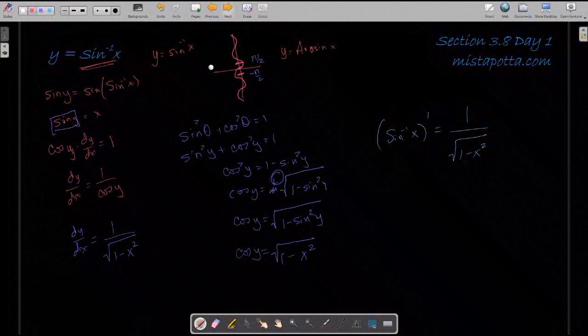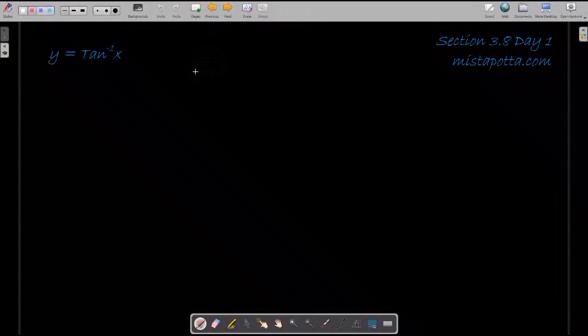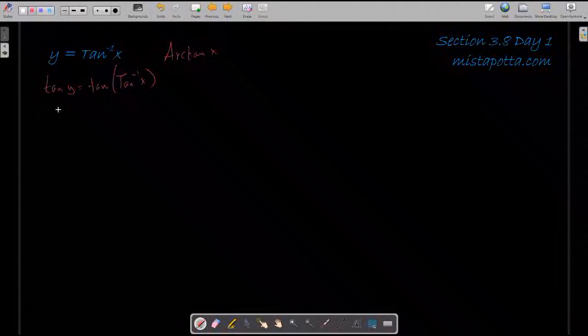The next function that I want to talk about is tangent inverse. And I'm going to follow the exact same process in trying to find this derivative. So I'm going to take the tangent of both sides: the tangent of tan inverse x. And again, remember, I'm restricting this to the function tan inverse and not the relation using the lowercase t. You may also see this written as the arctangent of x. So when I do this, I get the tangent of y equals x.